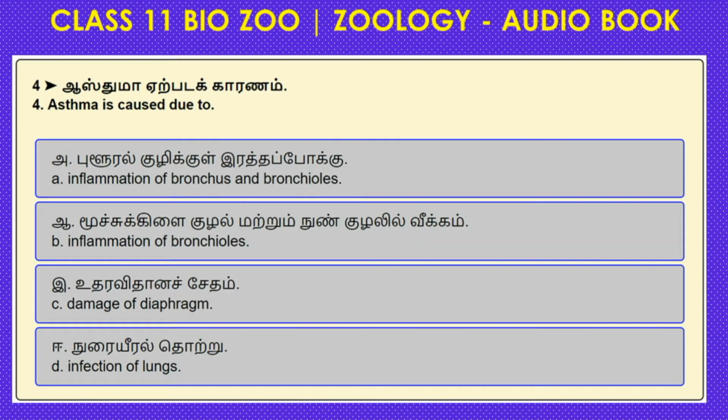Question number 4. Asthma is caused due to A. Inflammation of bronchus and bronchioles, B. Inflammation of bronchioles, C. Damage of diaphragm, D. Infection of lungs. Answer to this question number 4 is option D. Infection of lungs.